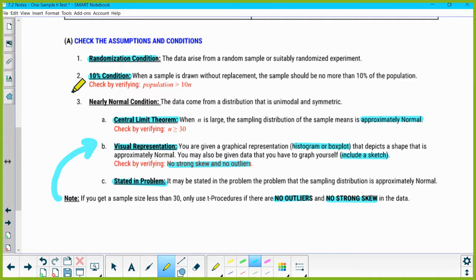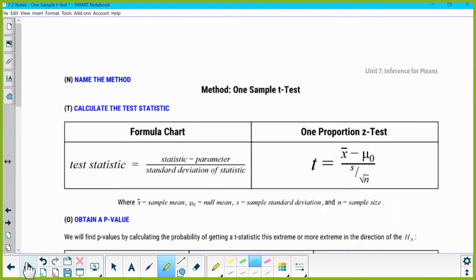So we're through PHA down to N, naming the method. It's a one sample t-test. Now, as I always do, I'm going to show you how to do this by hand, and then we're going to talk about how to do it in your calculator. The general formula for a test statistic, a z-score for proportions, and a t-statistic, sometimes I call it a t-score too, for t procedures, is we get our statistic.